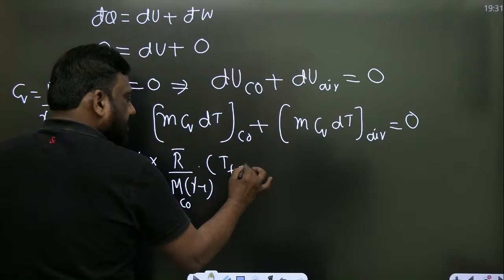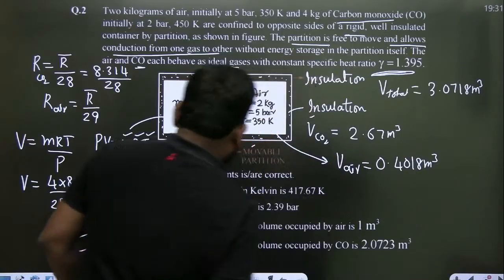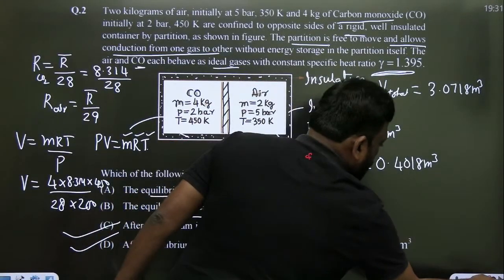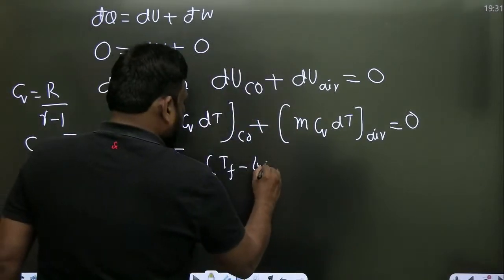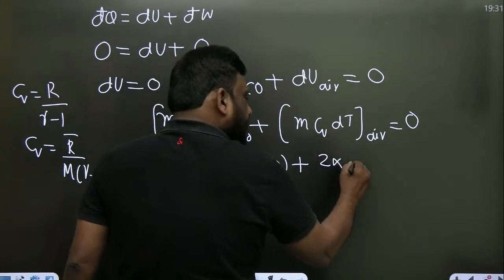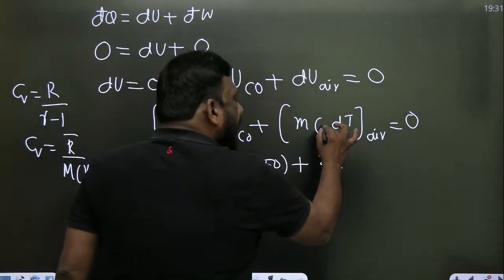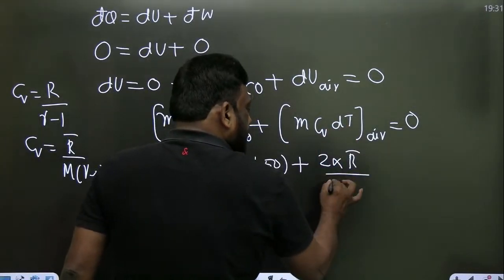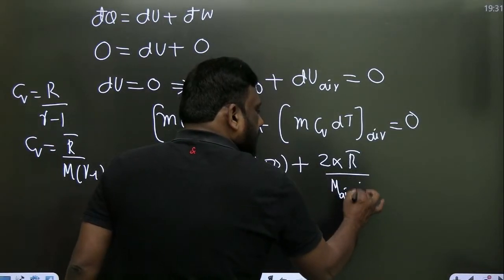What is delta T? Final temperature minus initial temperature. What is the initial temperature of carbon monoxide? It is 450. Excellent. Plus, what is the mass of air? 2. What is Cv of air? We will write it in the same term, it will cancel. R by gamma minus 1, R is R bar by molecular weight of air.